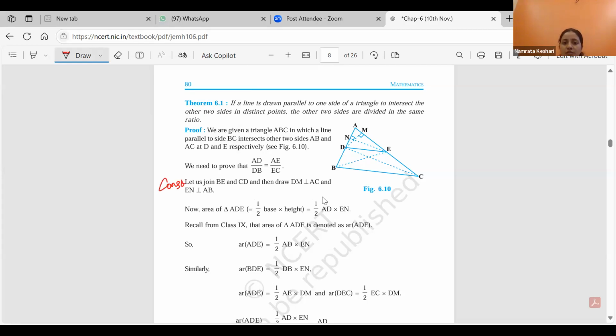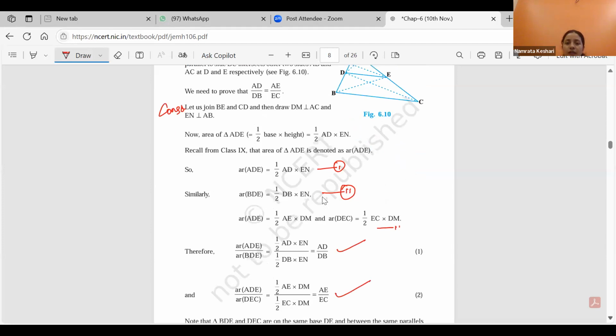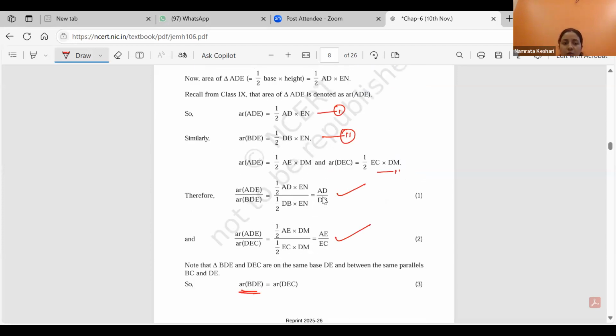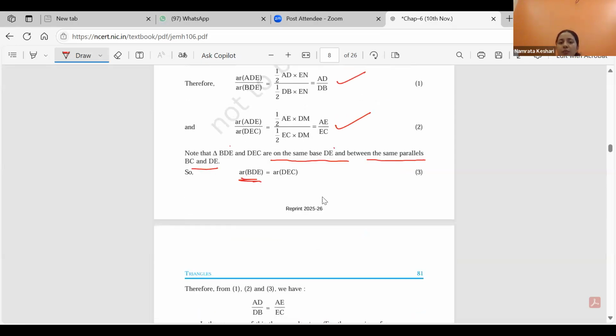And after this, just the proof. Equation number 1, equation number 2, then equation number 3 and 4, and then doing the division, you can find the ratio. Then noting that this triangle and that triangle are on the same base DE between the same parallel lines, hence they have compared the area. Why are we comparing the area? You have already realized that the area will be the same because we are taking the same base, and automatically between two parallel lines the perpendicular distance will come out the same, and hence the proof.